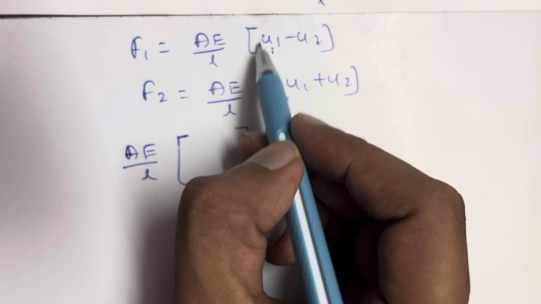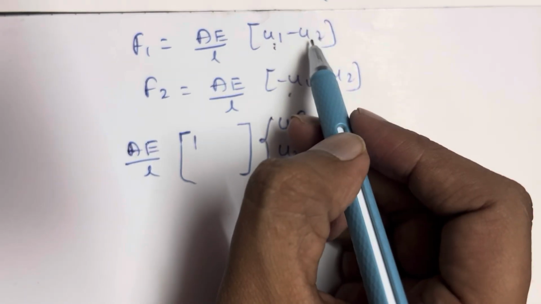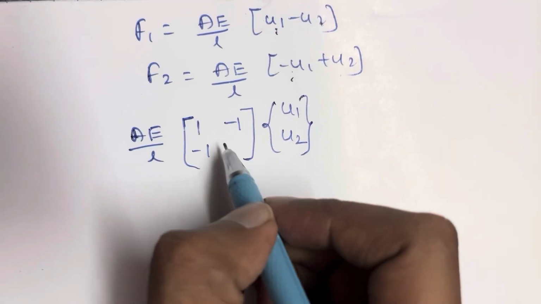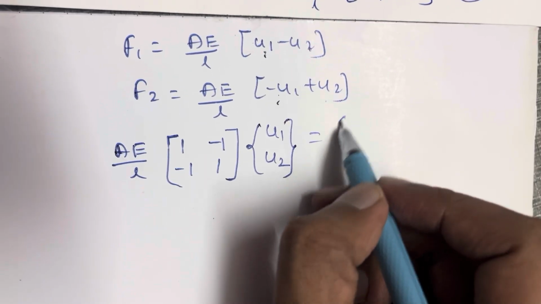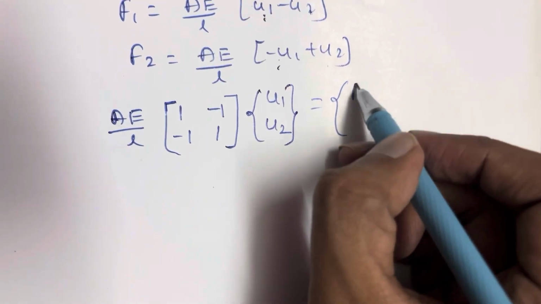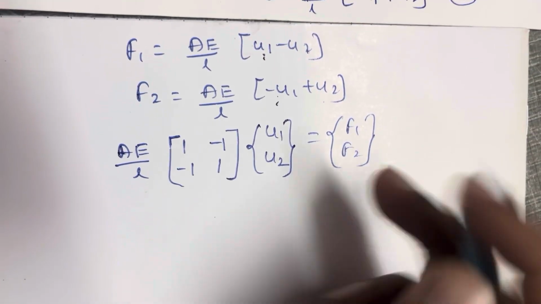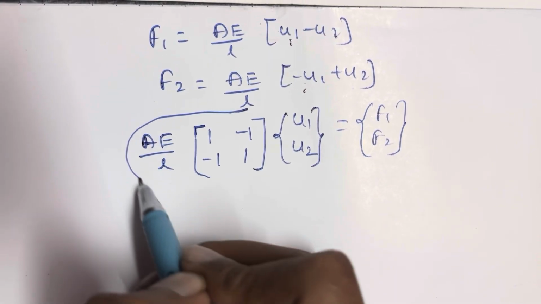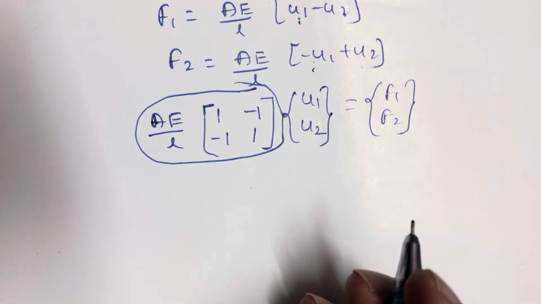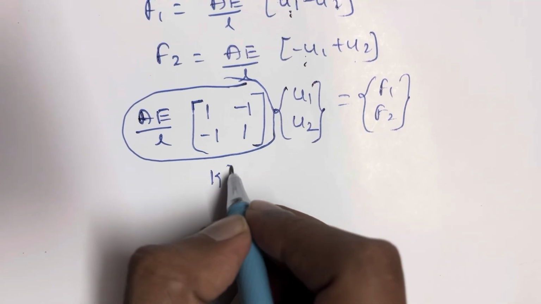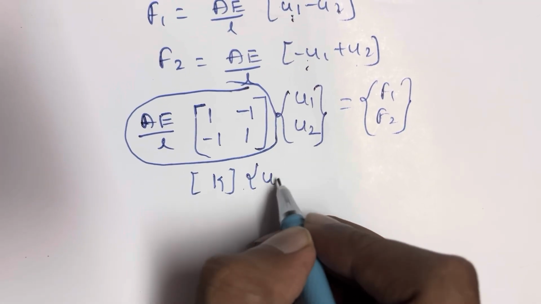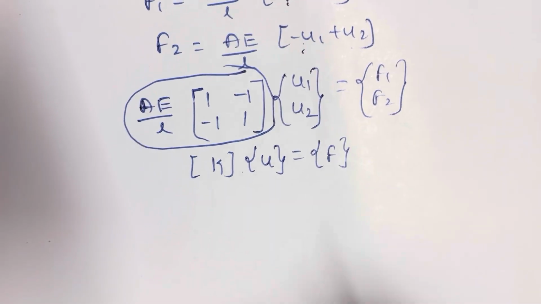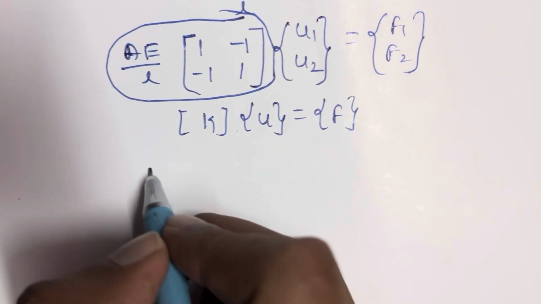See here, with u1 the coefficient is 1. Here for u2 the coefficient is minus 1. Here the coefficient is minus 1. Here the coefficient is 1. And that is equal to f1, f2. After simplifying this, we'll get the same thing. Here this term we call the stiffness matrix, that is K, and this is the global displacement vector and this is the load vector.